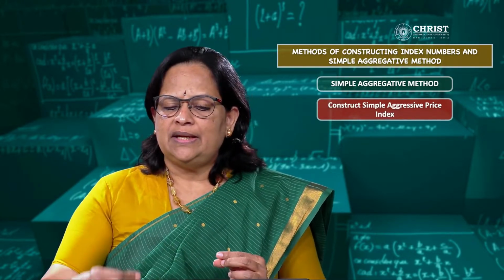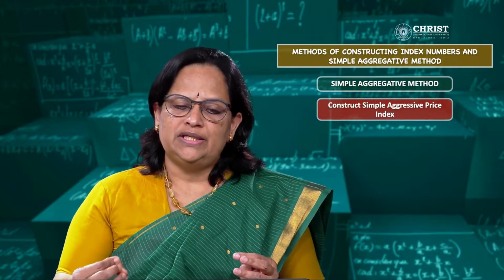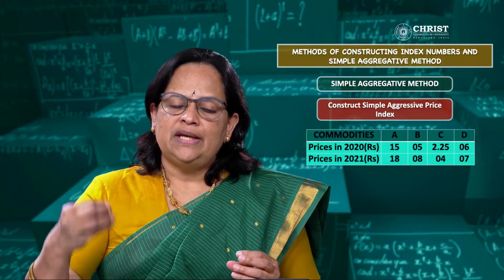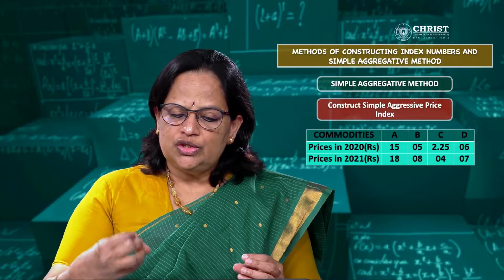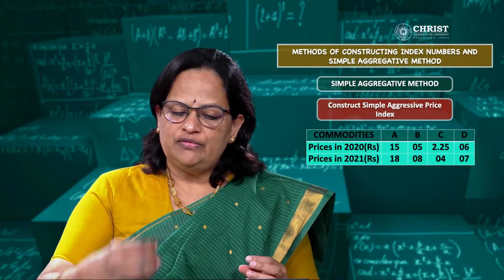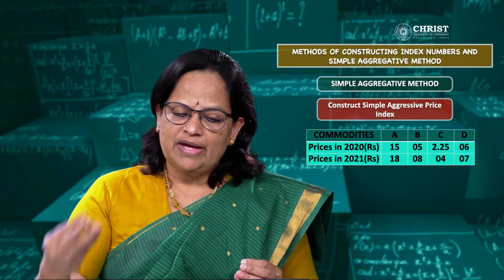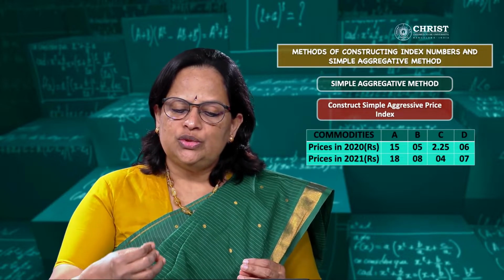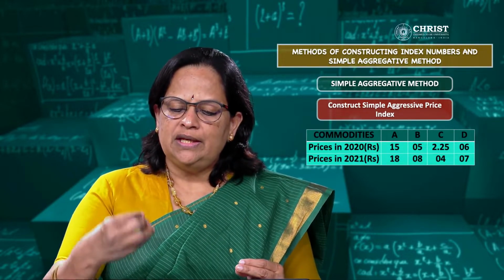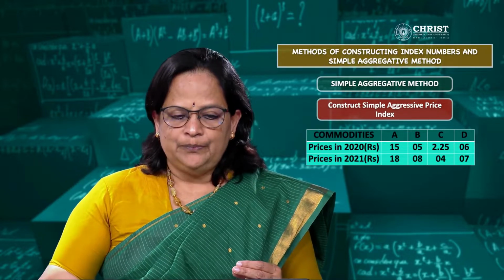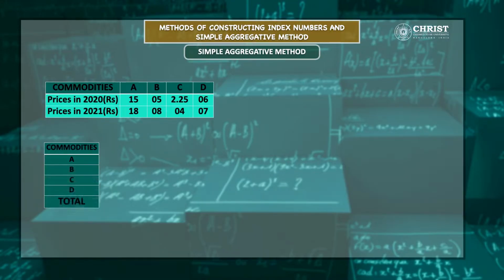Construct simple aggregative price index from the following data. Commodities A, B, C and D. Prices in 2020, that is P0, 15, 5, 2.25 and 6. Prices in 2021, that is P1, 18, 8, 4 and 7. Now we can see the solution.